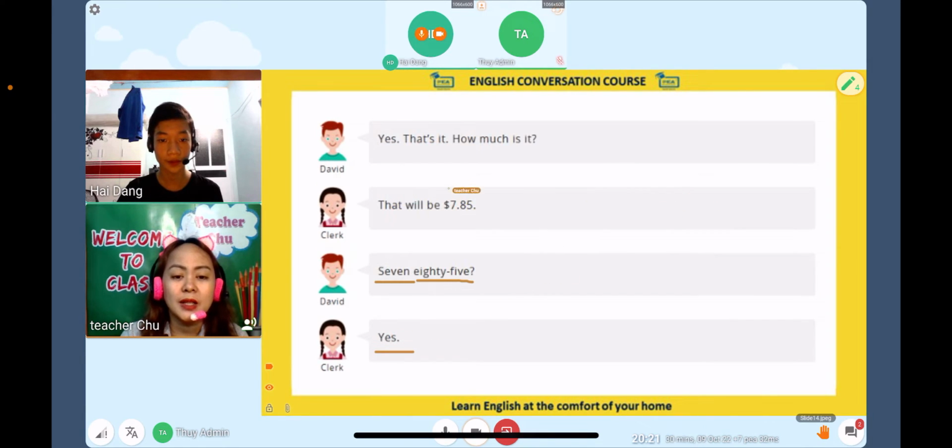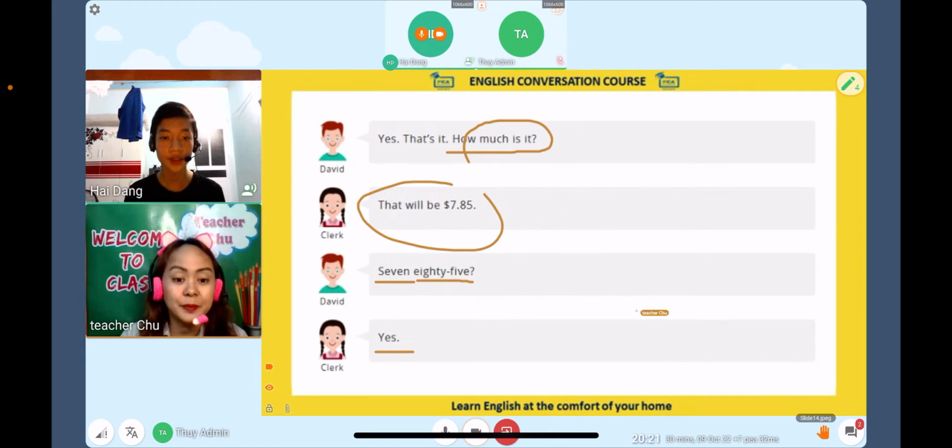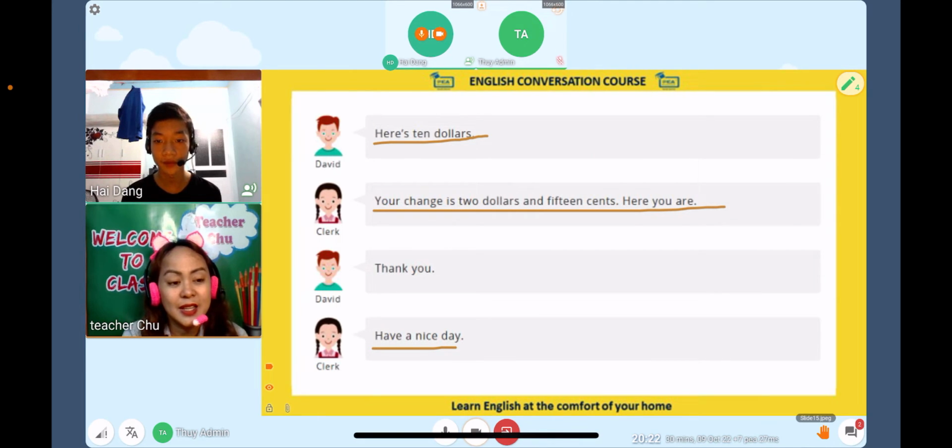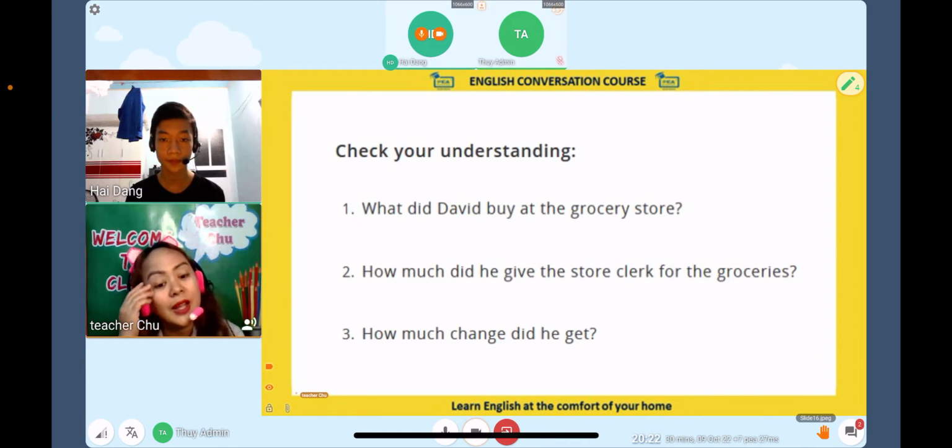Okay, how much is the total? How much is it? It's $7.85. How much did David pay to the clerk? David paid $10. Okay. How much is the change? The change is $2.15. Very good.